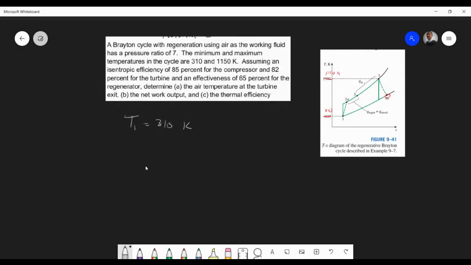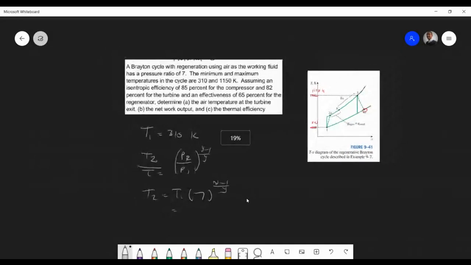So this is T1, right? You all know that. So for constant specific heat analysis, which I said we must do, we know that T1 over T2 will be equal to P1 over P2, sorry, P2 over P1, to the power gamma minus 1 over gamma, right? So obviously T2 is just going to be T1 times a pressure ratio of 7 to the power gamma minus 1 over gamma. T1 was given to us, and that's going to be 310 Kelvin. So I can get T2, right?